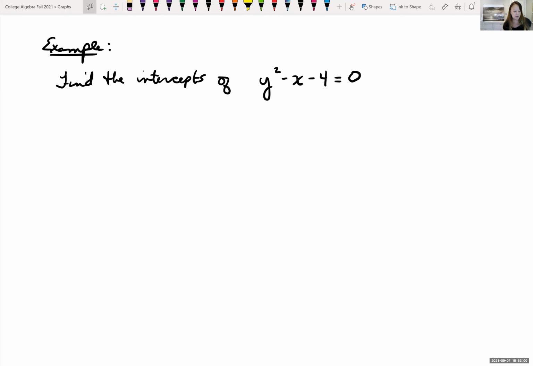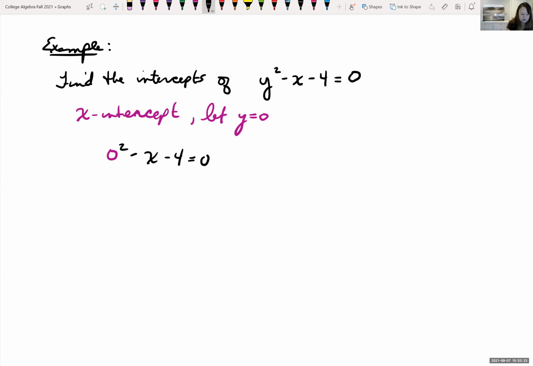Okay, so we're finding the intercepts of the equation y squared minus x minus 4 equals 0. For the x-intercept, we're going to let y equal 0. Doing that, we get 0 squared minus x minus 4 equals 0, and then solve for x. Well, 0 squared is 0, so we get negative x minus 4 equals 0. We want constants on one side and variables on the other, because it's a linear equation. I'm going to add x to both sides to make that a positive 1x. So I get x equals negative 4. So our x-intercept is at the point (-4, 0).